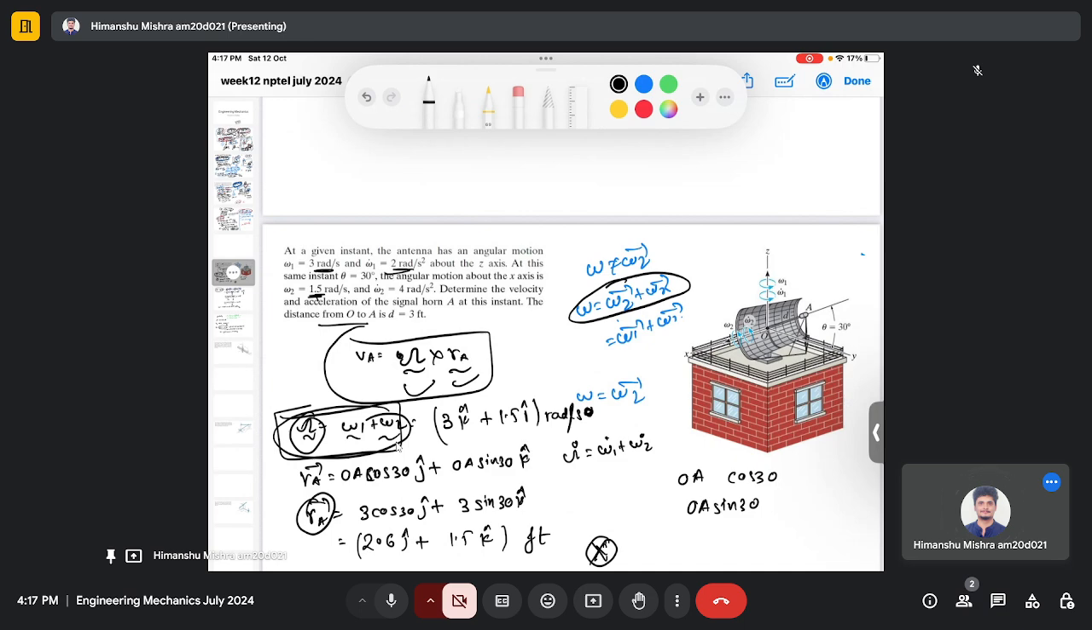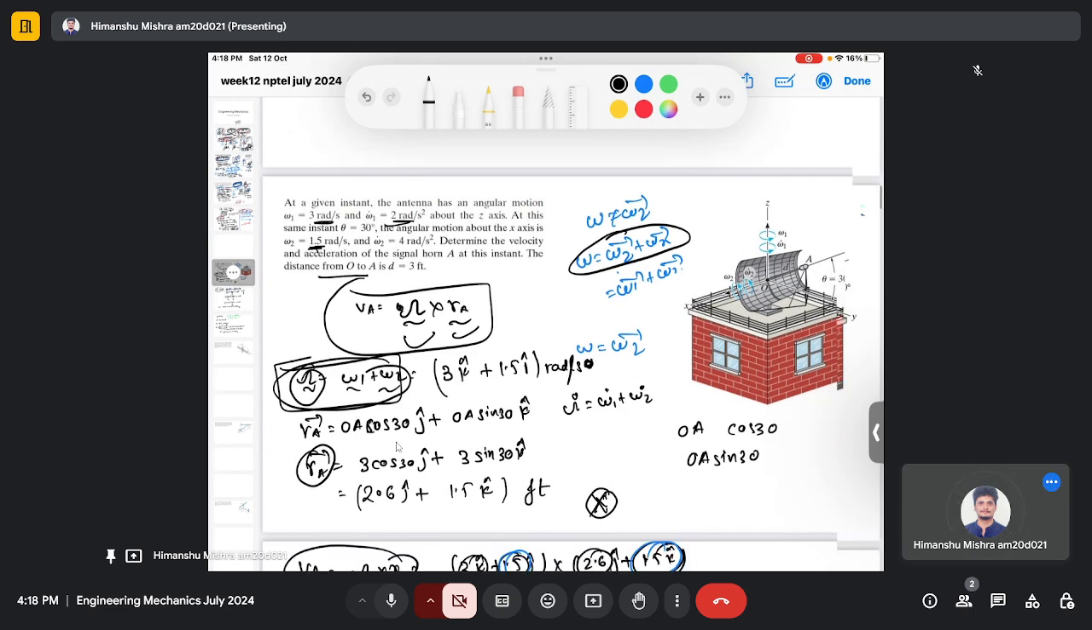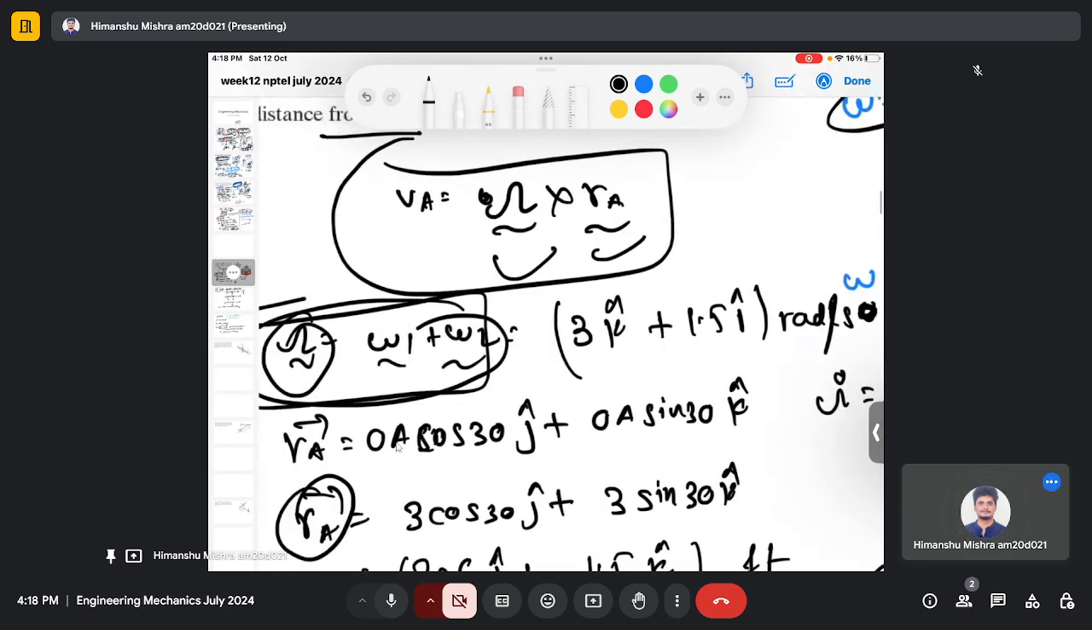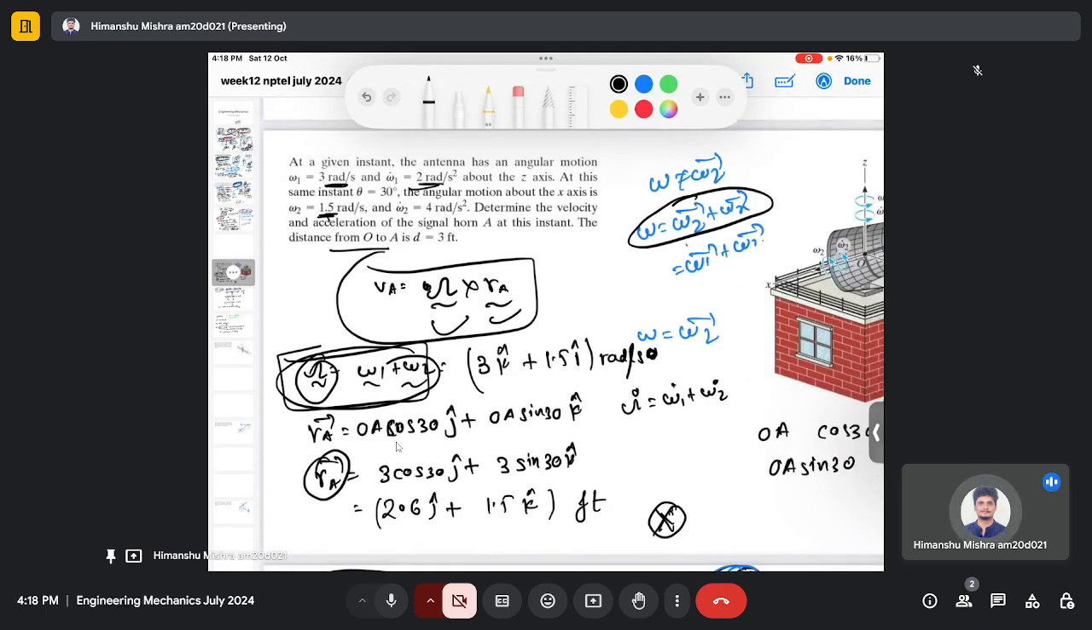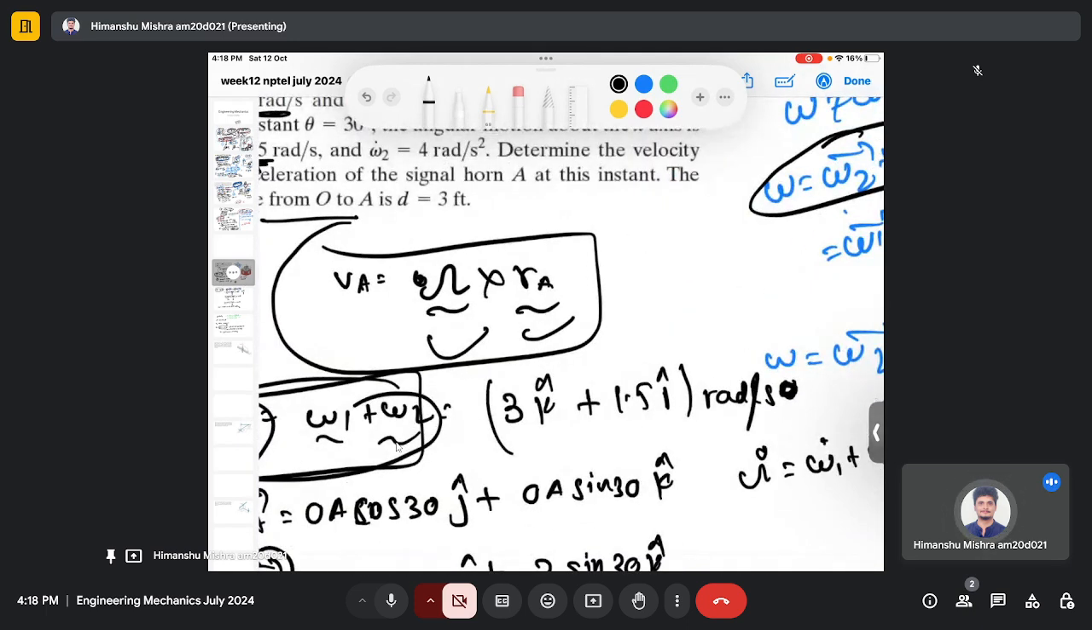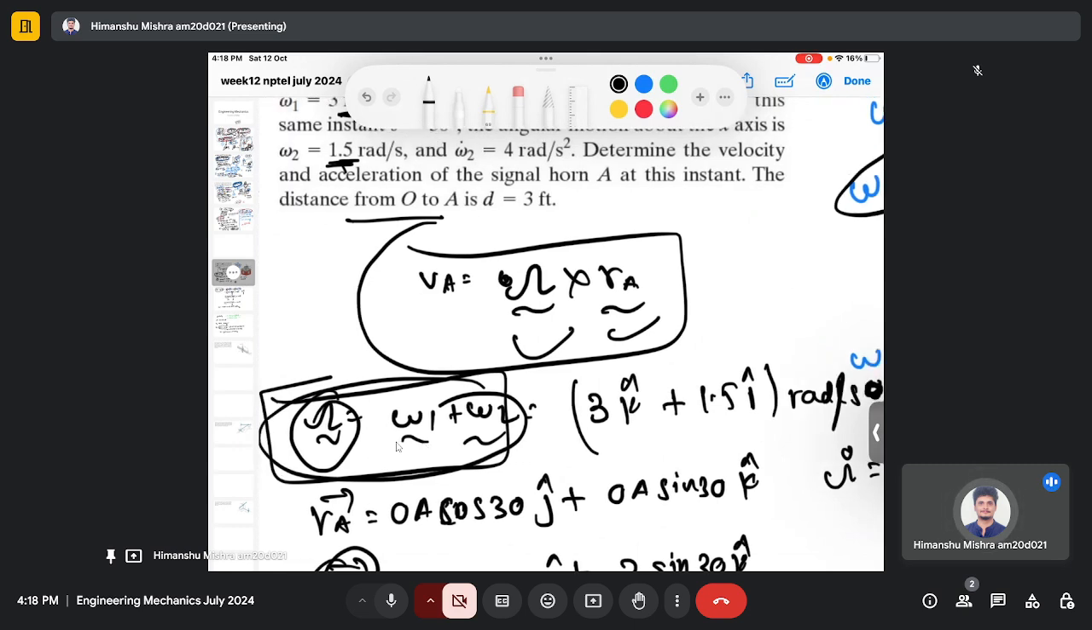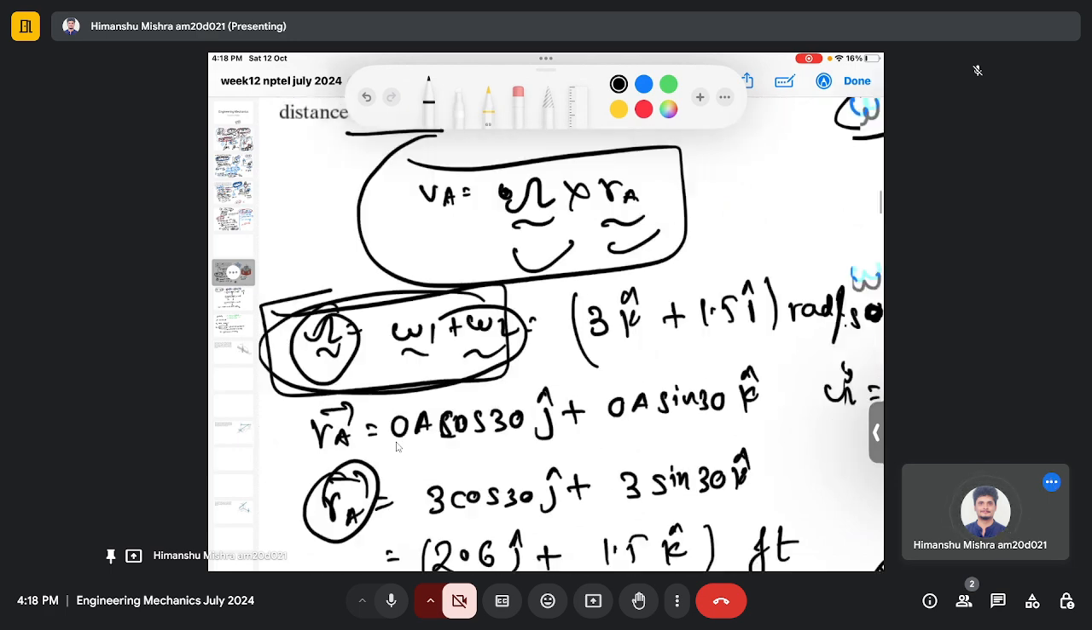So this antenna is actually moving with, or spinning with, angular velocity omega 2. So the resultant angular velocity of this antenna should not be omega 2, because there is another angular velocity along the z axis. So in that case, the resultant angular velocity is given by omega 1 and omega 2. So to calculate the velocity, we need this resultant angular velocity with a cross product of position vector. So once we find the resultant angular velocity, which is omega 1 and omega 2, you can easily calculate the velocity of point A.